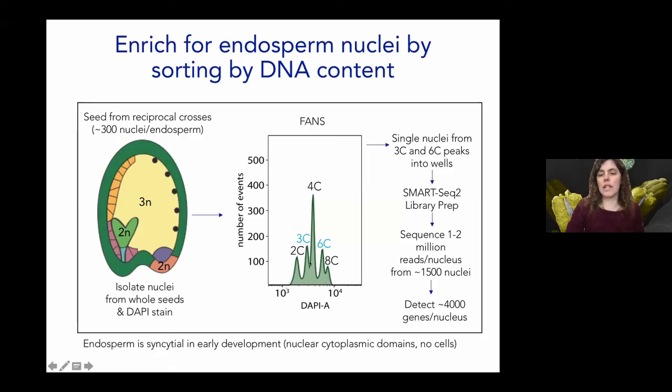Although, of course, we get some bleed over from these other nearby peaks, particularly the 4C peak. So we sorted individual nuclei into wells. We decided to do a SMART-seq2 prep for the library prep. And then we sequenced about 1 million or 2 million reads per nucleus from about 1,500 nuclei and detected around 4,000 genes per nucleus on average. So pretty good coverage.